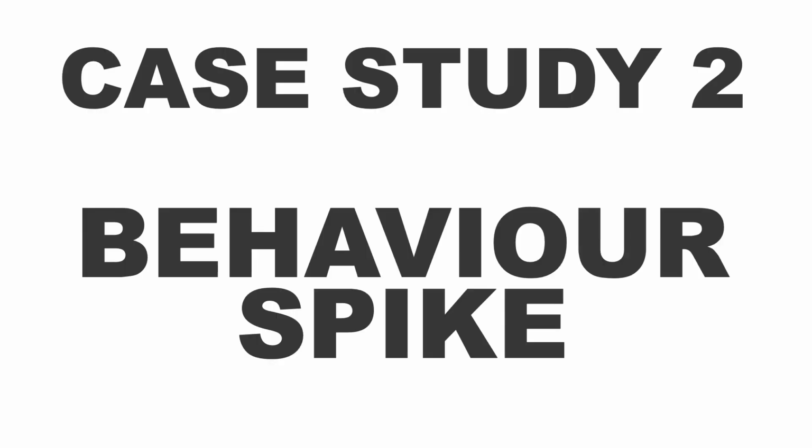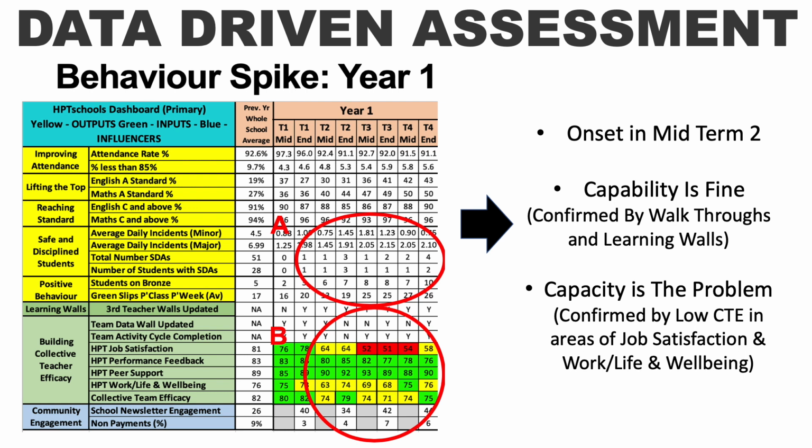The second example we want to look at is behaviour spikes. And you can see again in the data here, the 50-40-10 dashboard, the onset of this problem with the year 1 students began in midterm 2. The capability indicators are all good again. We're seeing their learning walls, the walkthroughs, all of that stuff's fine. What we're seeing is a capacity problem in the CTE data, particularly around job satisfaction and work life and well-being.